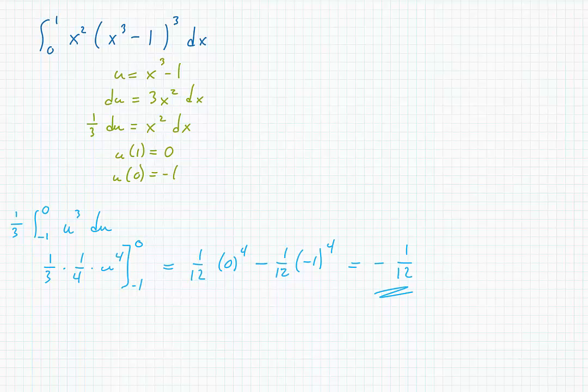You can go ahead and graph the original problem, x squared times x to the third minus 1 to the third power, on your calculator, and use that integral function to check yourself. Remember, it doesn't replace all this work, but it does serve as a check. Make sure that you do indeed get negative 1/12, or about negative 0.083 repeating.